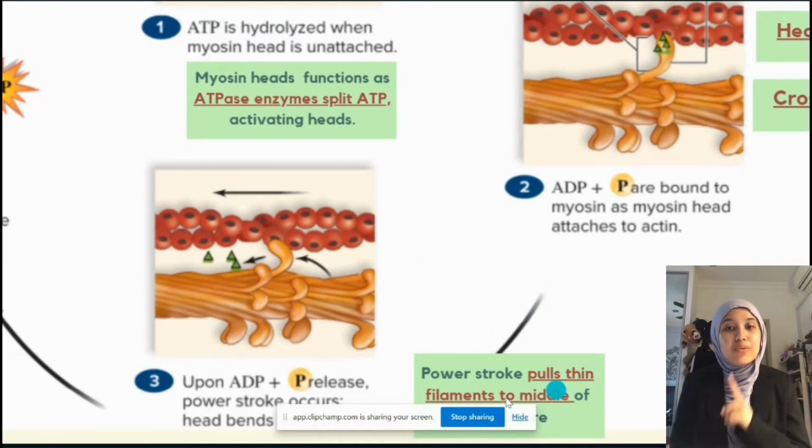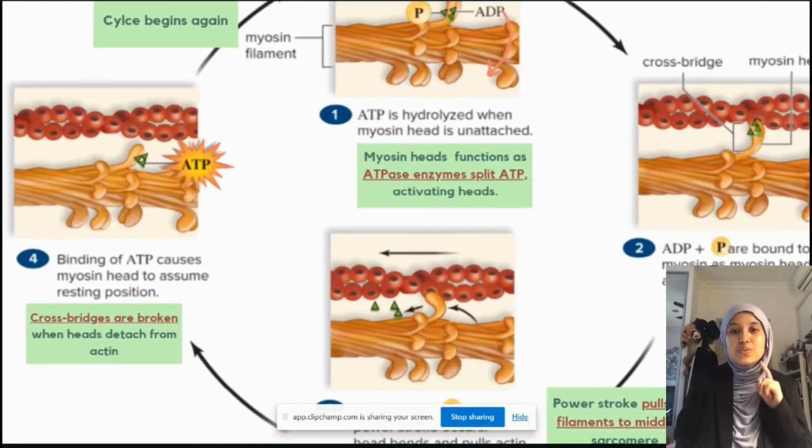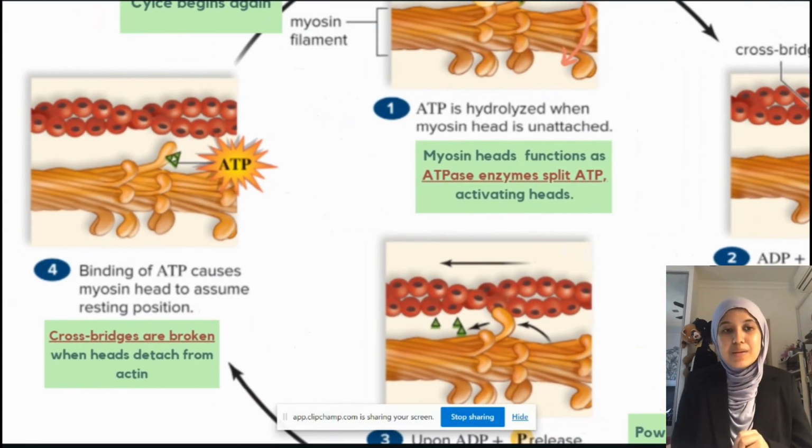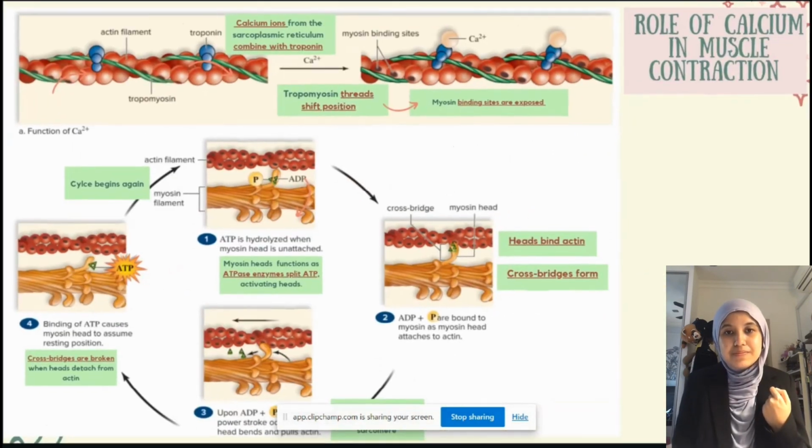Now, the power stroke pulls thin filaments into the middle of the sarcomere, which takes us to the last step, which is that the cross bridges are broken when the heads detach from the actin, and so this breaks the cross bridges, and then ATP is free again to bind to the myosin heads, and so the cycle begins again.